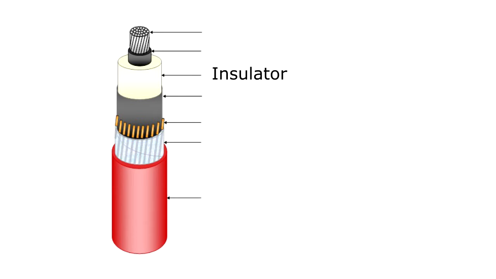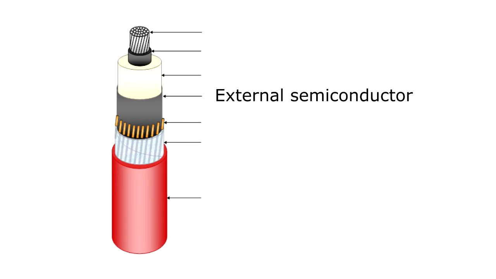The next layer is the insulator. This layer prevents the current from flowing out of the conductor. After the insulator, we find the external semiconductor. This semiconductor layer is very soft on the internal face.